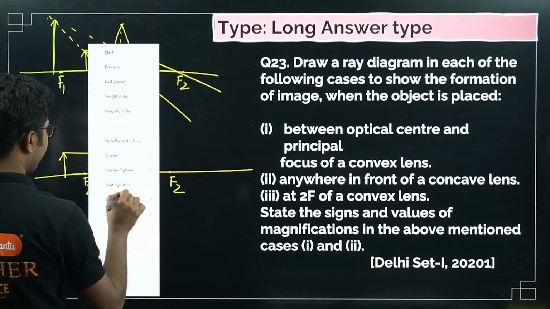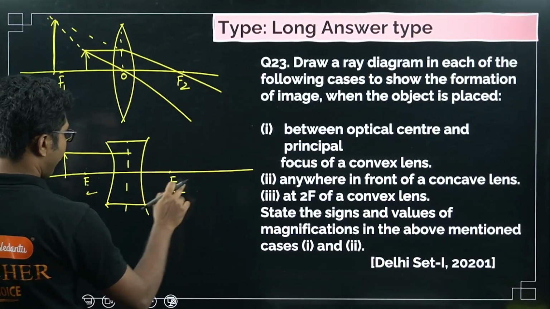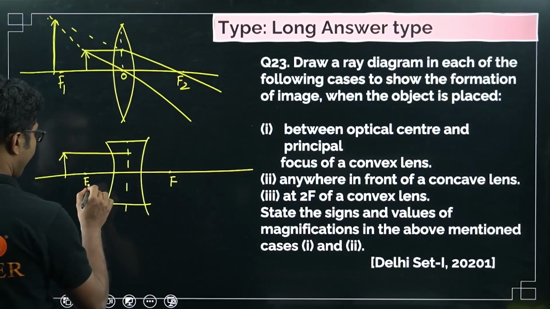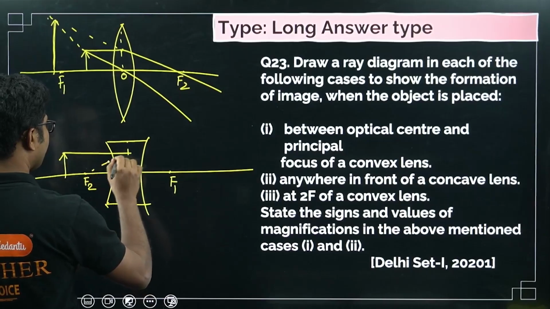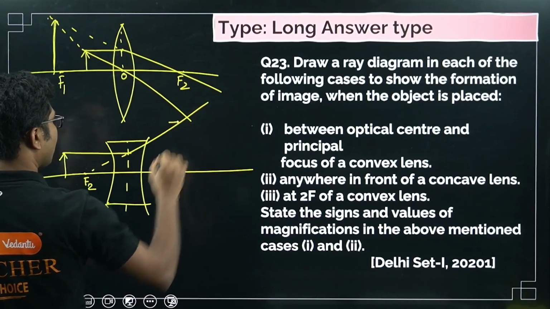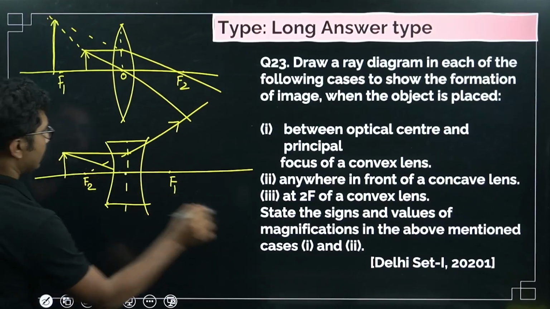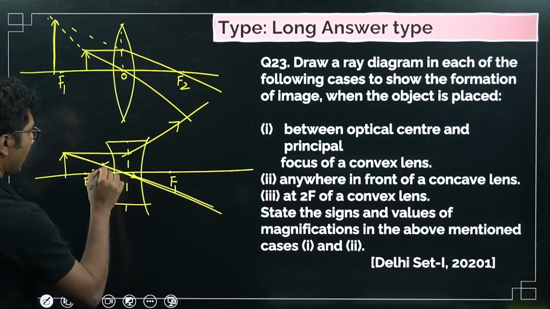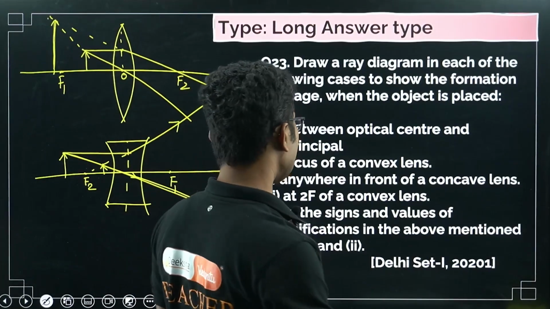Actually this is f2. After refraction it appears to come from here and goes in this direction, and one ray, this is true for both convex and concave, will go here and you will get an image here. This is for the object anywhere in front of a concave lens.